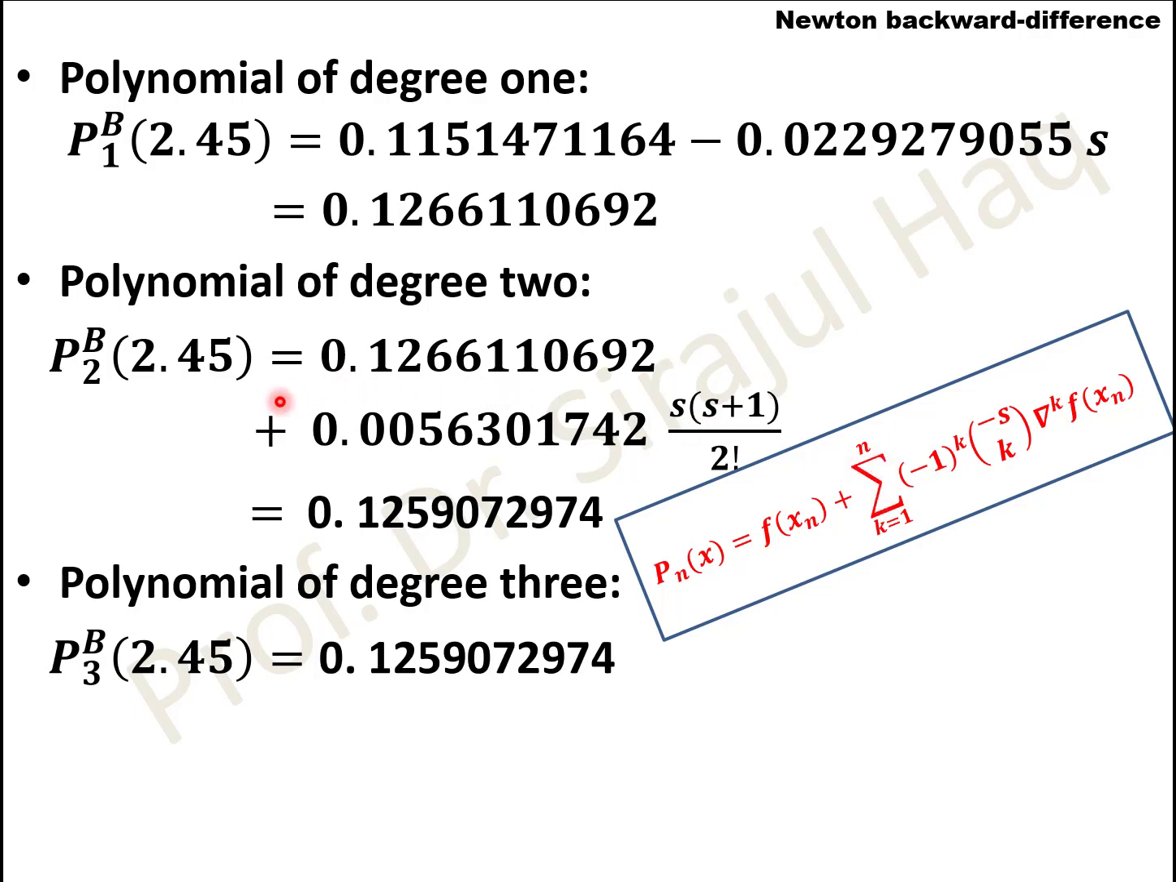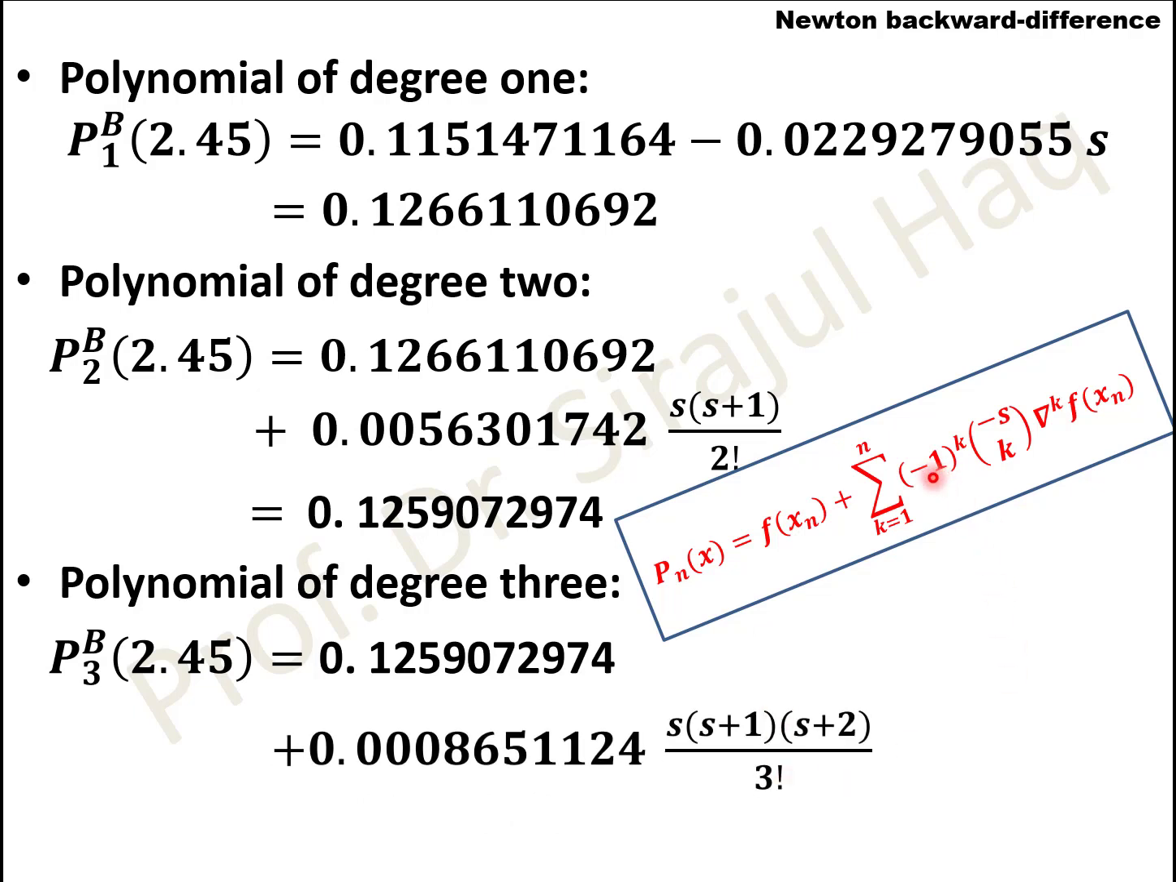So up to 2, I covered the polynomial of degree 2. Equal to 3: minus 1 raised to the power 3 is minus 1, times minus s, minus s minus 1, minus s minus 2. If you take the sign common, minus 1 raised to the power 3 from there, so minus 1 raised to the power 6, and that is positive, and the value is given by this expression. Replace s by its value, and that's the corresponding value of your function using the polynomial of degree 3 when x is 2.45.